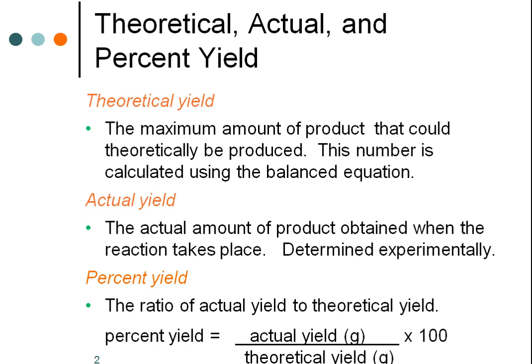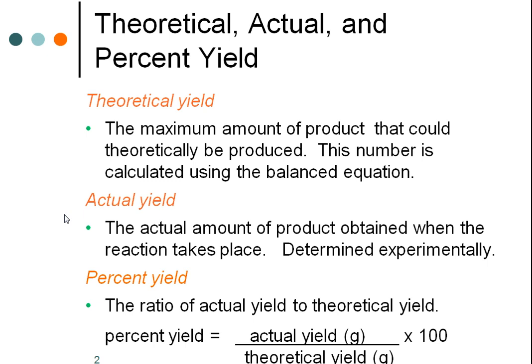That would be the amount that you would expect to get after you do a roadmap calculation and assume that nothing is lost in any way, shape, or form. But that's not the case, and this is where the actual yield comes into play. This is the actual amount of product obtained when the reaction takes place. This is determined experimentally. And in a problem, and you'll see this in a few minutes, this is the number that will usually be presented to you as you did the experiment, and this is the number that you got.